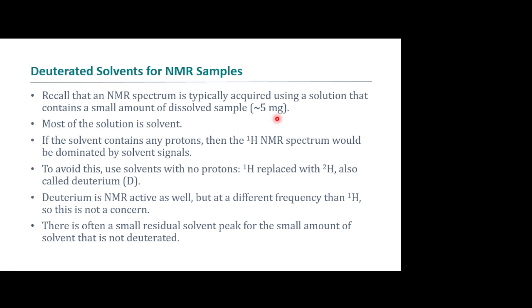And you'd levitate it on air. So just a very thin sample vial that's about that long, okay? And then you'd put that in, and it would be dissolved in solution. So most of the solution is typically going to be a solvent whenever you're doing these spectra. So if your solvent contains any protons, then your HNMR spectra would actually be dominated by that solvent's signals, okay? So that would be a problem, wouldn't it?